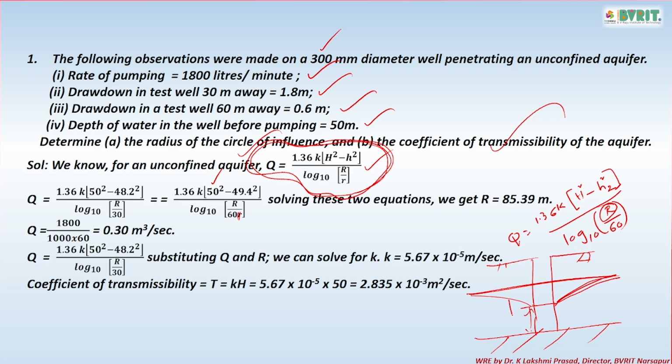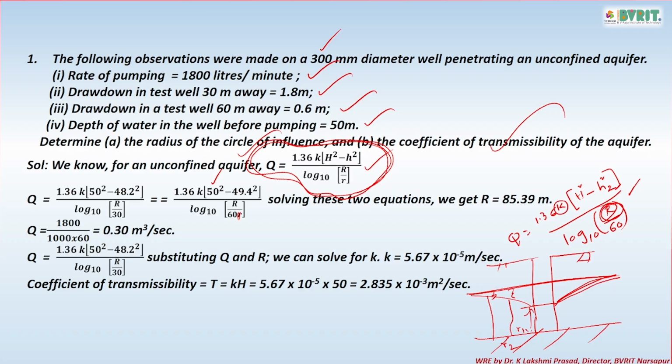So he has given one well here and one more well here, R1 and R2. And he has given this drawdown and this drawdown. I used one of them. By using this, naturally everything is known. K is known to me? K, the coefficient, is also not known actually. That is also not known. So here there are two unknowns. K is unknown, R is unknown.